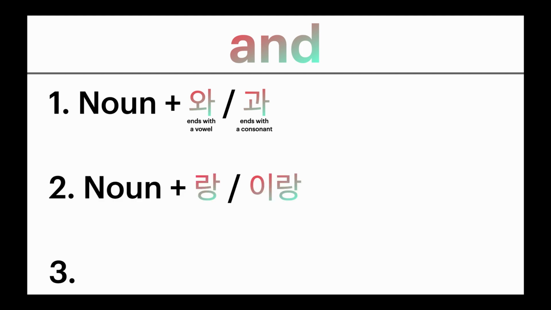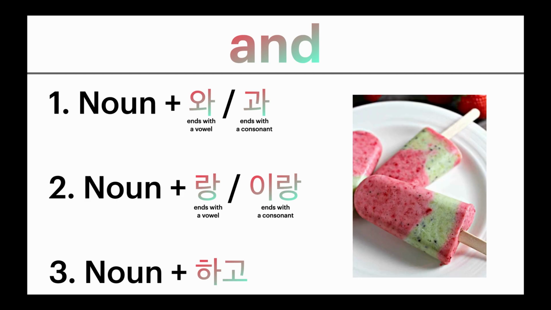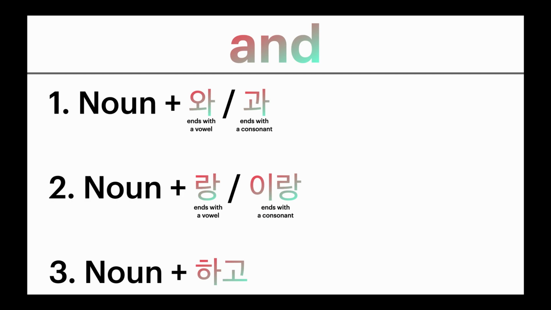Next, we have noun plus rang or irang. Rang if the word ends with a vowel, and irang if the word ends with a consonant. And last, we have noun plus 하고, which thankfully does not matter if the noun ends with a consonant or a vowel. And again, this looks so much like popsicles. And as I said, this is very specifically only used to connect nouns with other nouns. This is not used for verbs, like if you said, I went to the store and I studied. Or at the beginning of a sentence if you said, and I blah blah blah blah. These are only used to connect noun with noun, like paper and pencil.